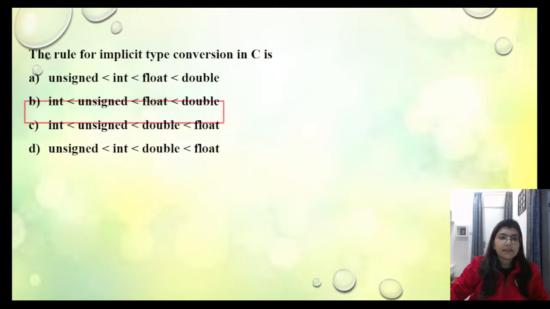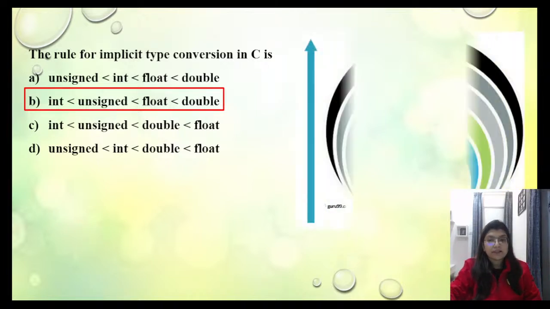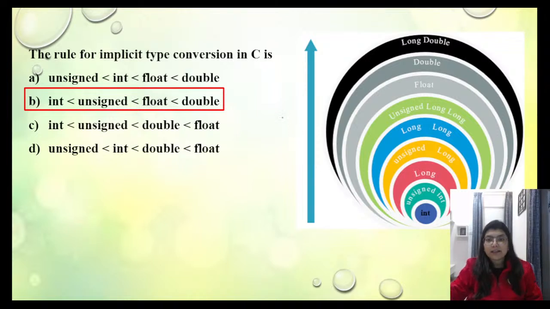So the correct answer is option number B. Int, then unsigned, then float, and then double. So this is what you all should know. This is how the type conversion goes.